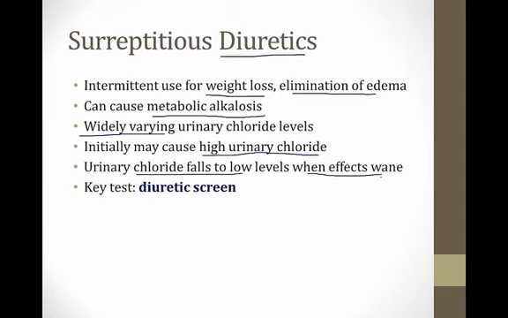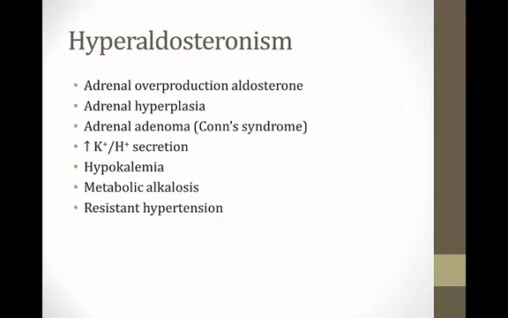So the key test in this setting in order to make the diagnosis of surreptitious use of diuretics is a diuretic screen. There are tests for the presence of diuretics and diuretic metabolites in the urine, and that can be employed in order to make the diagnosis of surreptitious diuretic use.